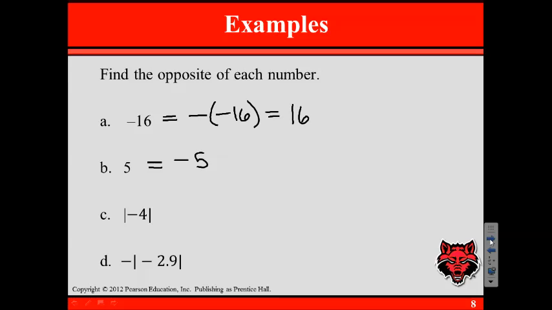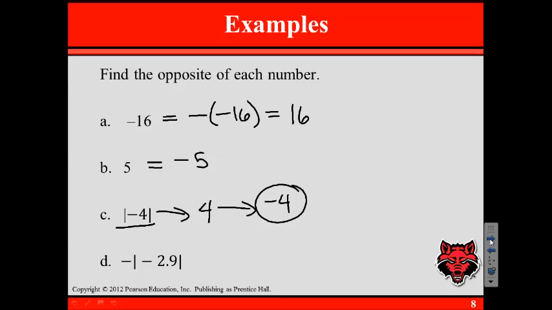Now parts C and D will trip up many people as they go through the homework. Before we find the opposite of an absolute value, let's first evaluate the absolute value. Remember, the absolute value of negative 4 is positive 4. The opposite of positive 4 is negative 4. So the opposite of the absolute value of negative 4 is a negative 4. The absolute value from the beginning is a positive value. The opposite of a positive value is always a negative value.